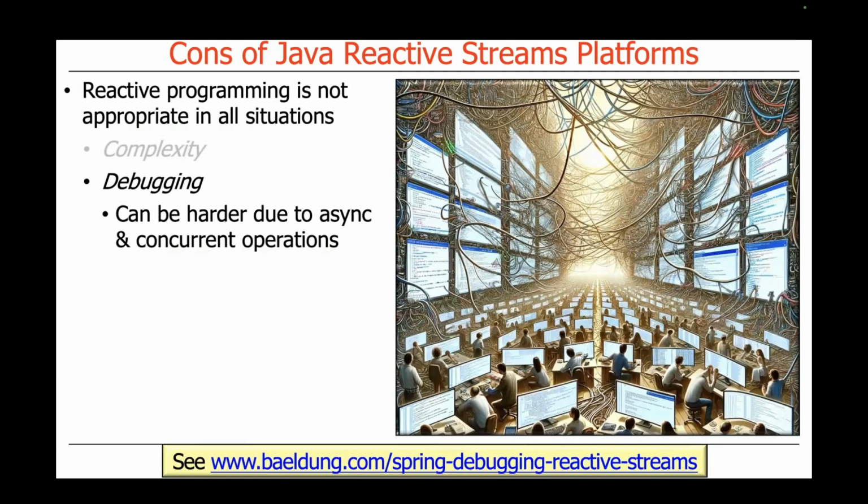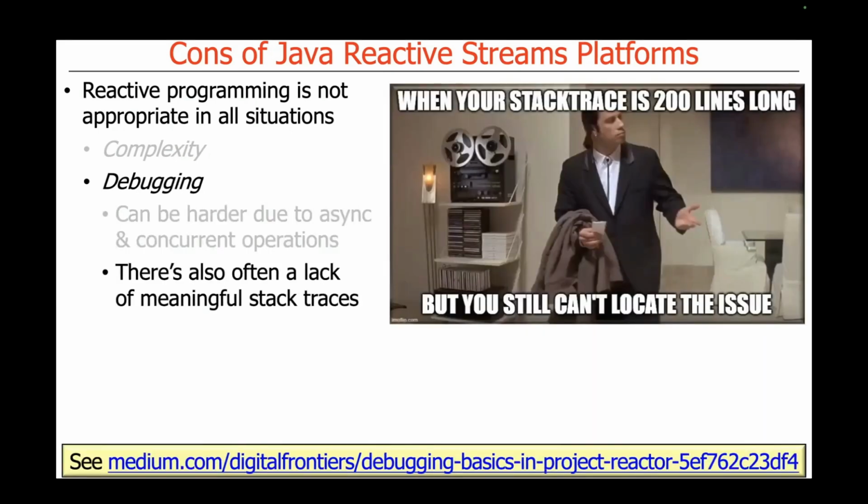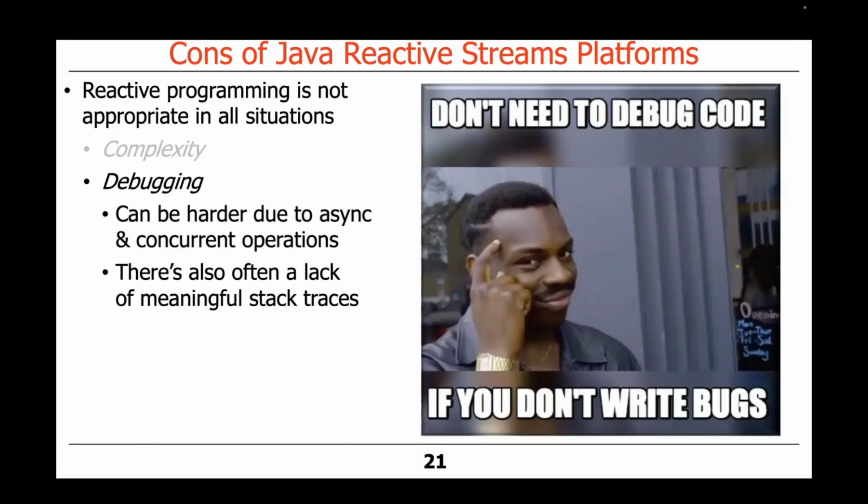There's also challenges with debugging. Anytime you've got asynchronous or concurrent operations, you get tangled up in a web of complexity that just makes your life more complicated. That's not really a big surprise. And there's also often a lack of meaningful stack traces because you typically have asynchronous callbacks. And when you set a breakpoint and do a backtrace, there's an awful lot of code that you're unfamiliar with and has very little to do with the point where the operation was actually invoked. So this is also a challenge. Now, of course, if you don't write bugs in the first place, there's no need to debug your code, but that's easier said than done in most cases.